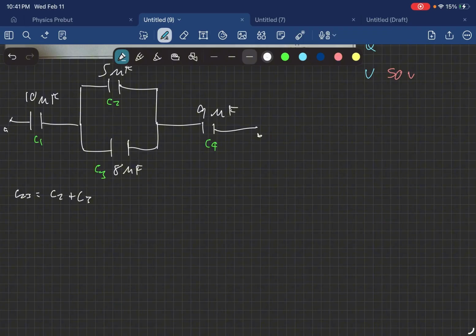And then our second equation is our CEQ, or the total. Because they are all in series, capacitance looks like this. For capacitance in series, it's the summation of the reciprocals, and then take the reciprocal.